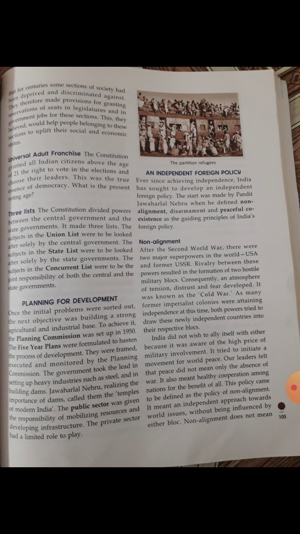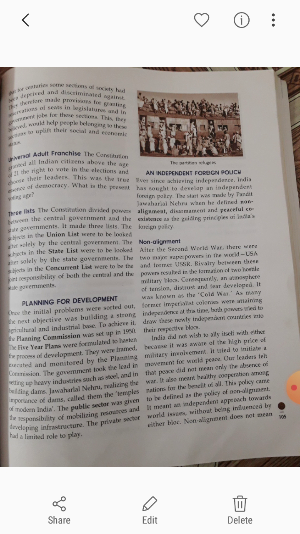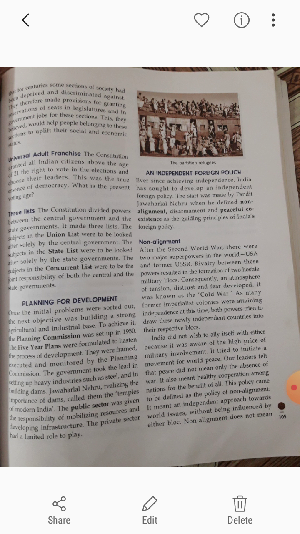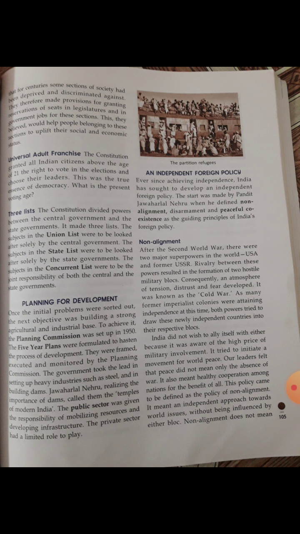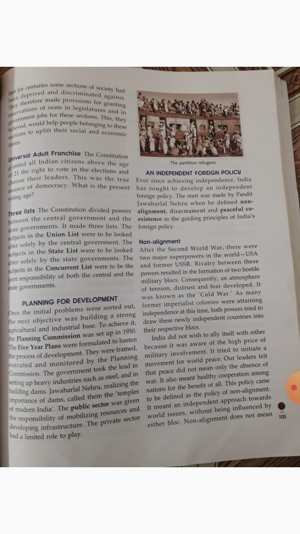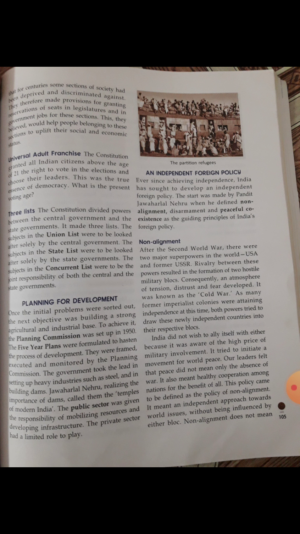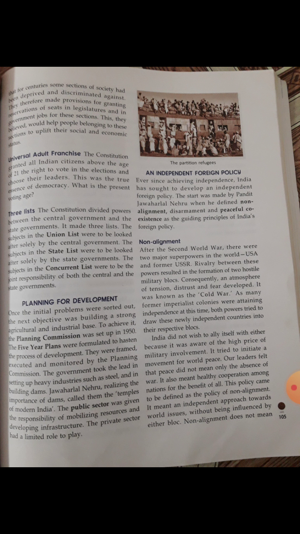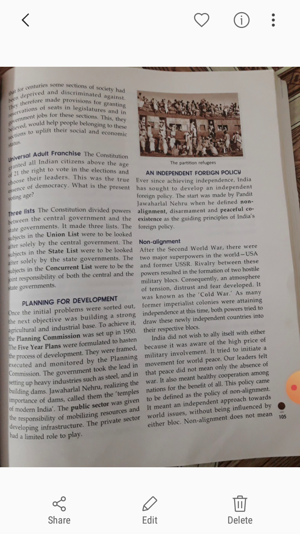Once the initial problems were solved, the next objective was to build a strong agriculture and industrial sector. To achieve this, a Planning Commission was set up in 1950, and five-year plans were formulated for a quick review of the process of development. They were framed, executed and monitored by the Planning Commission.